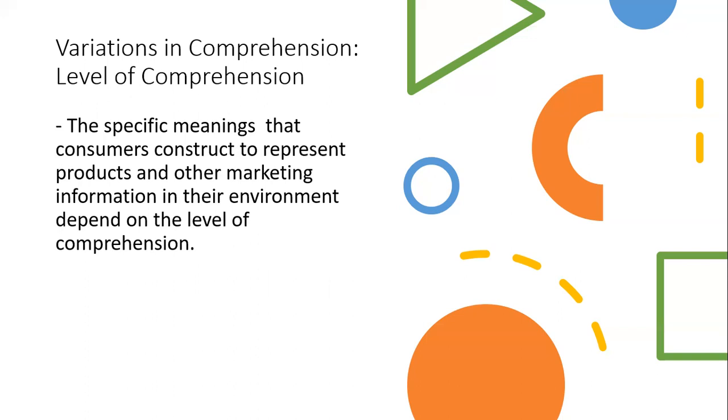depend on the level of comprehension that occurs during interpretation. Of course, comprehension can vary along a continuum from shallow to deep. Shallow comprehension produces meanings at a concrete, tangible level. Example, consumers who interpret a product in terms of product attributes. For instance, the shoes are black, size 10, made of leather or synthetic fiber.